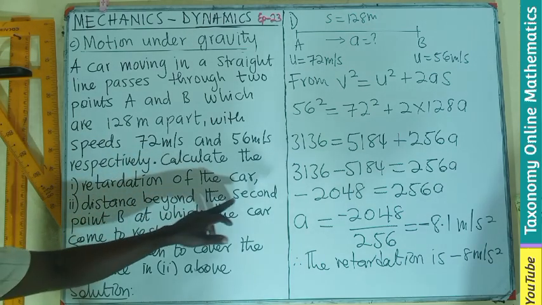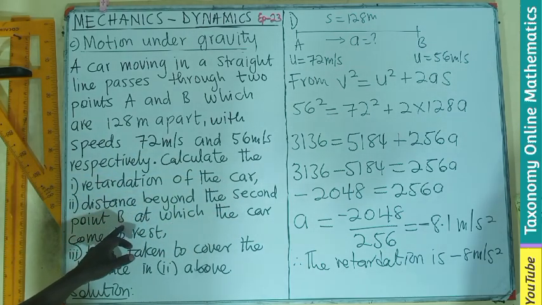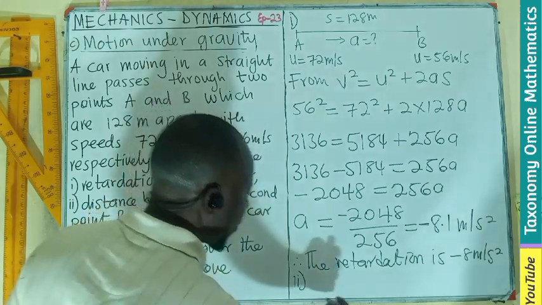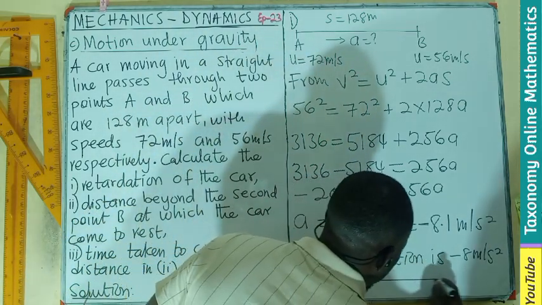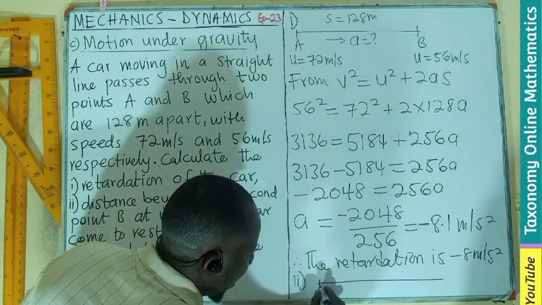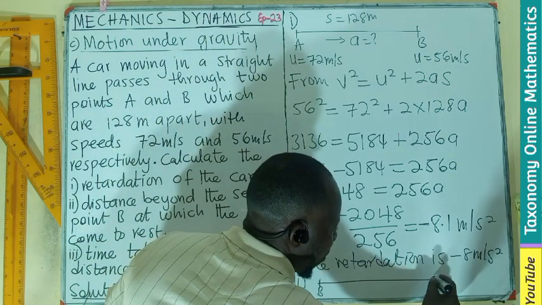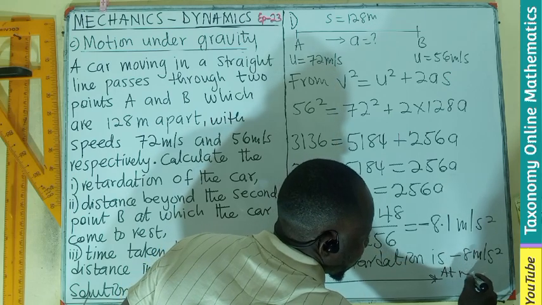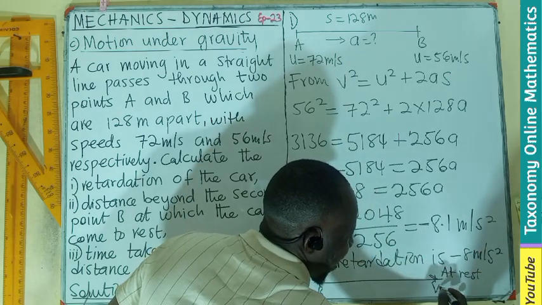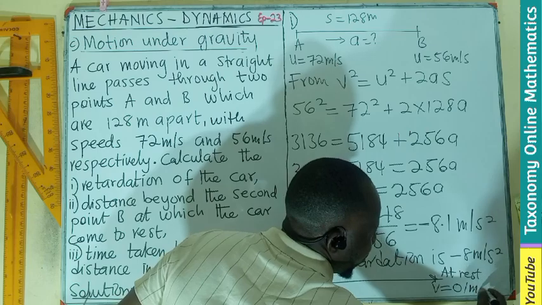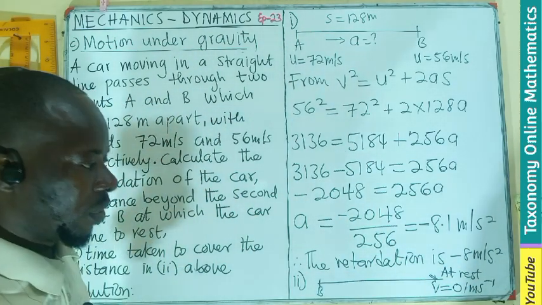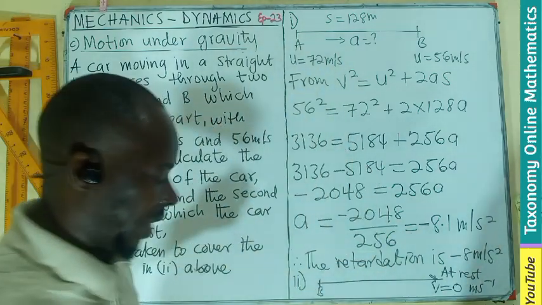The second part asks for the distance beyond the second point B at which the car comes to rest. So for the second part, this is where B is, and the body is now coming to rest. At rest, the final velocity will become 0 meters per second.